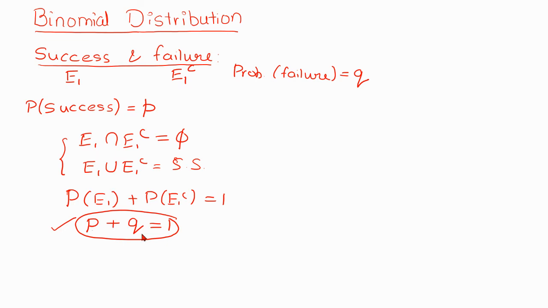Okay, now this is something like, suppose I have two trials. Now there are two trials of any experiment, for example tossing a coin.